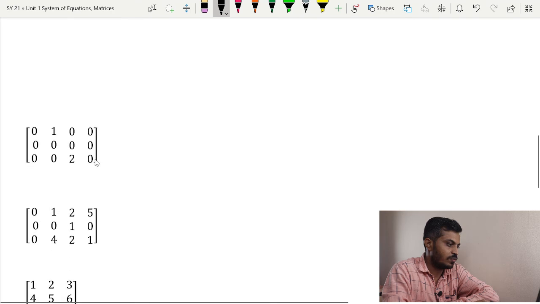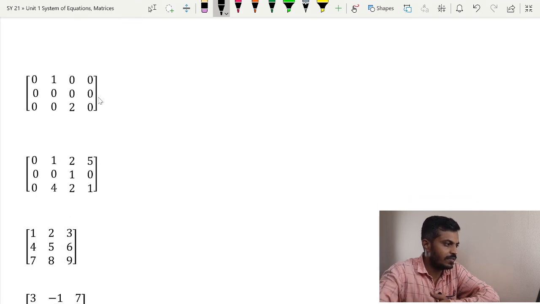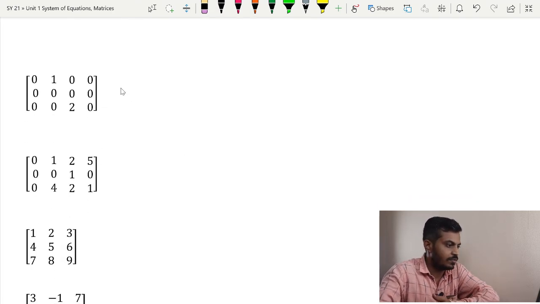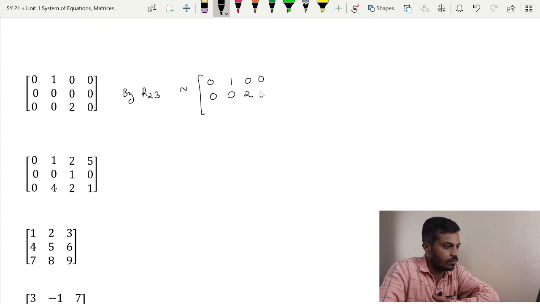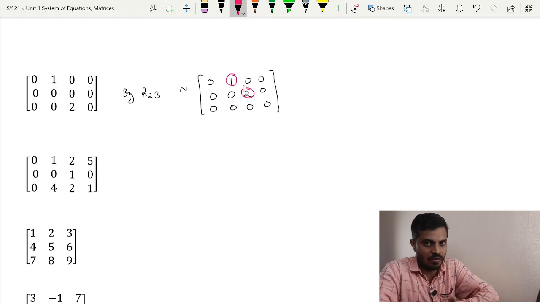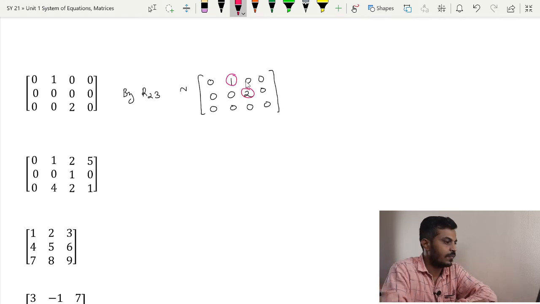Moving towards the next one. Again here the 0 rows are not collected at the bottom. We can collect them. So after doing that, I think we will perform R 2, 3. Whatever matrix we get will be 0, 1, 0, 0, 0, 0, 2, 0, 0, 0, 0 and 0. Okay. And once I circle the leading coefficients, they are already in our required order.